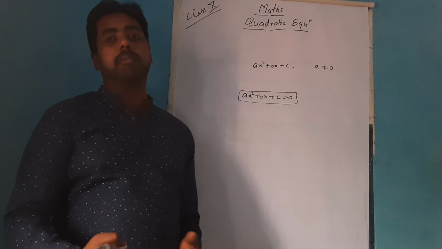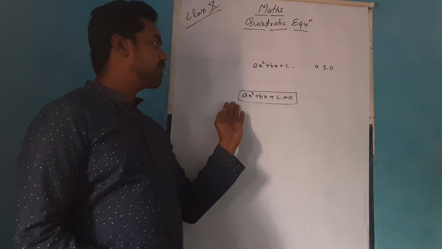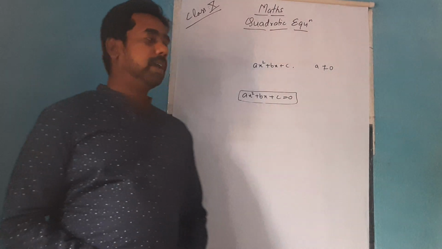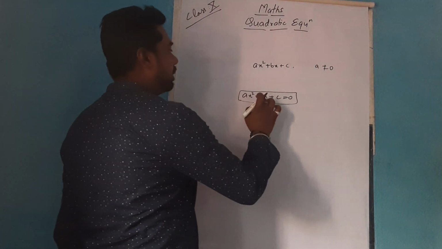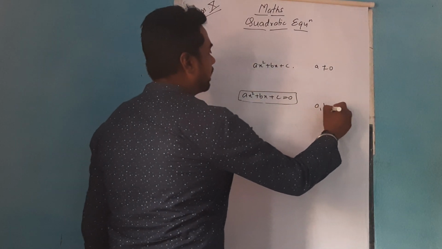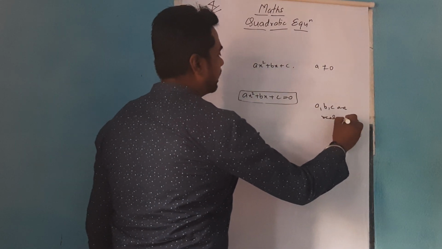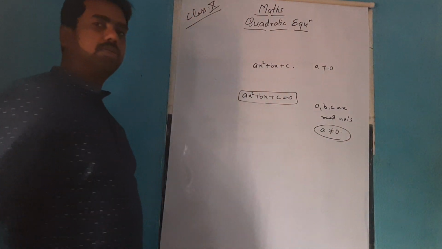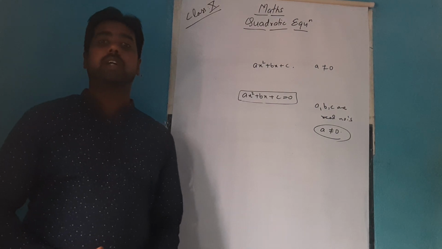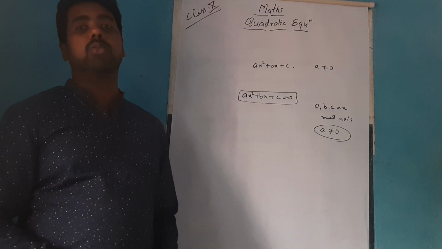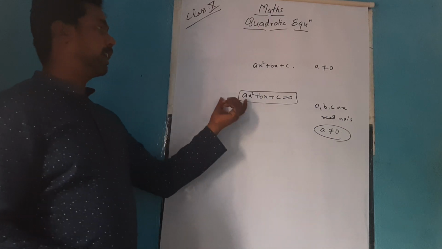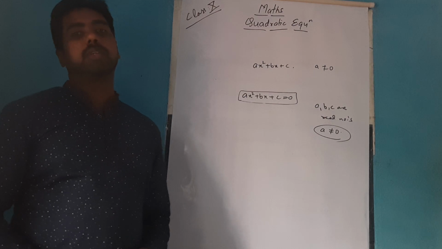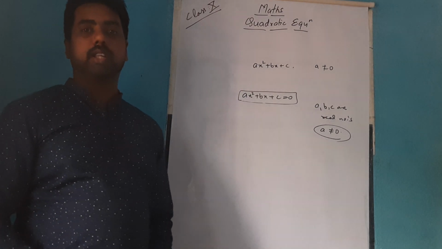But when you have to represent it in the form of an equation, it has to be in the form of ax square plus bx plus c equals to 0, where a, b and c are real numbers. And here also, in any case, a cannot be equal to 0, because if a becomes 0, it won't remain quadratic, it will turn into a linear equation. So a cannot be 0. Any equation written in the form of ax square plus bx plus c equals to 0 is called a quadratic equation.